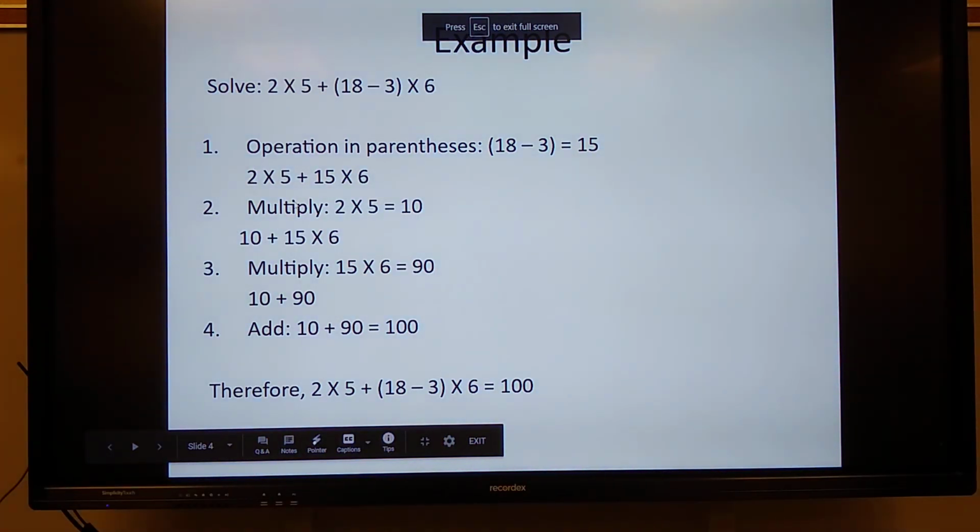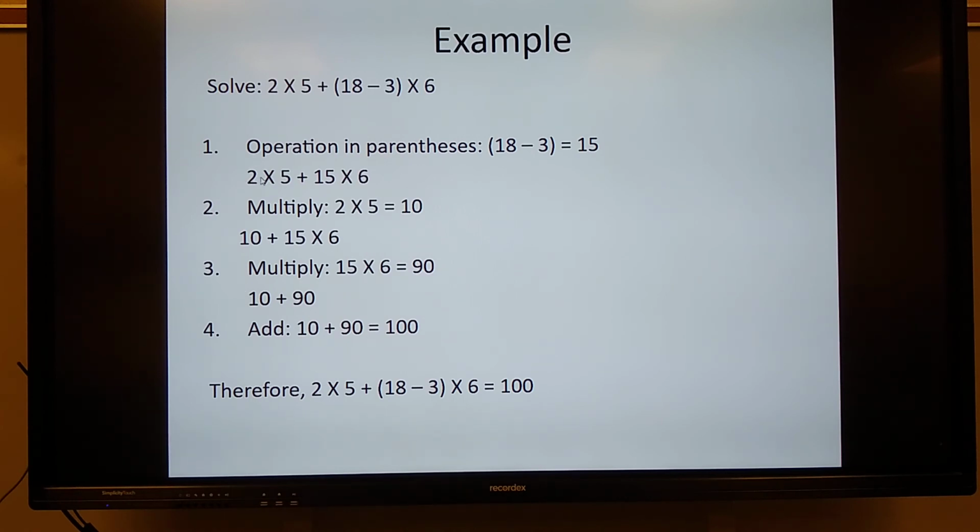So I do have a multiplication problem. 2 times 5. So I solve that one. 2 times 5 is 10. So now I have, instead of 2 times 5, I have 10 plus 15 times 6. I'm not finished with step number 2 because I still have a multiplication problem. I have 15 times 6. So that has to be solved next, which is 90. So now I change 15 times 6 to 90. And now I no longer have any multiplication. I don't have any division.